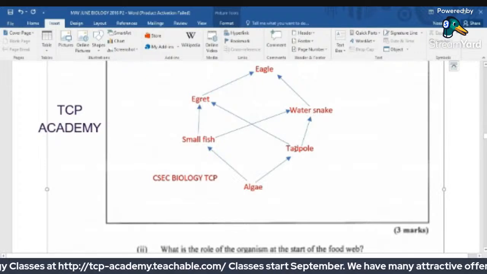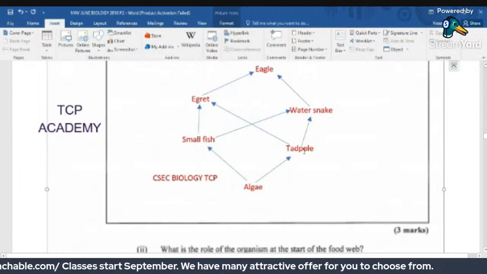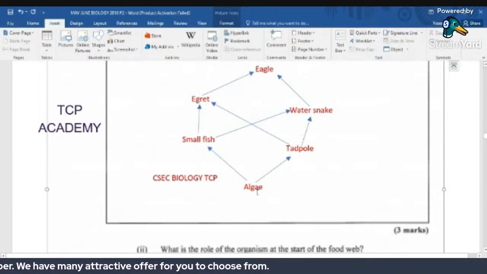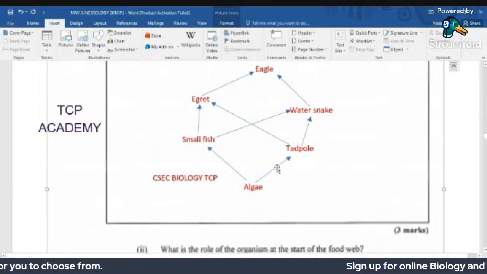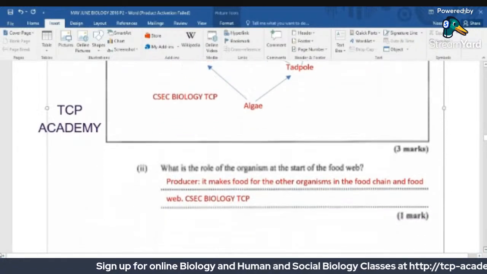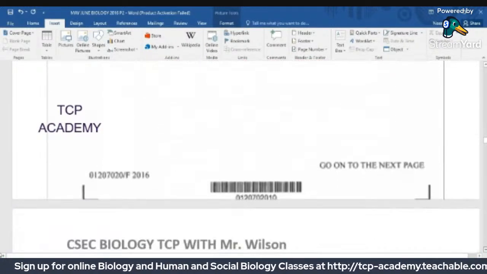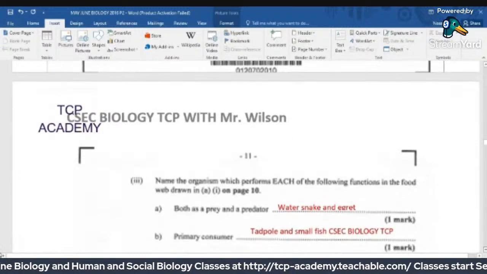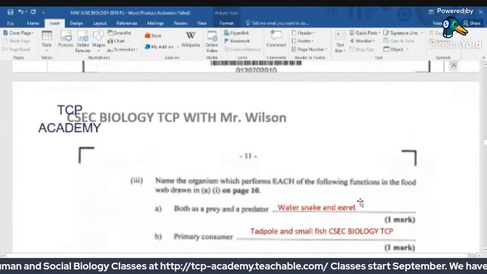Now let us be reminded that herbivory, where this organism, the tadpole, is eating the algae, is also a predatory relationship. It's called herbivory. So between plant and animal, that is also a predatory relationship. We want to bear that in mind. We're moving on down to the other question. So we chose here water snake and egret.